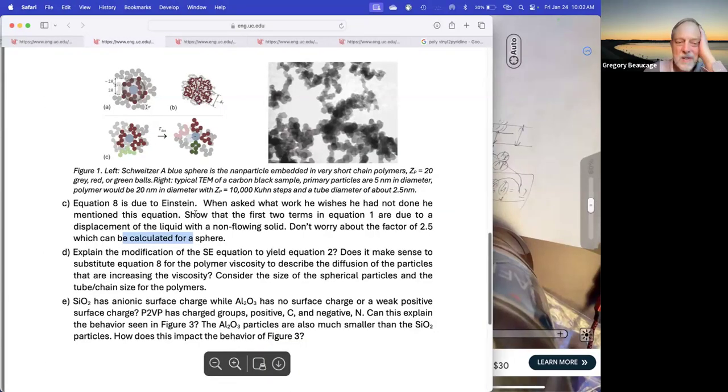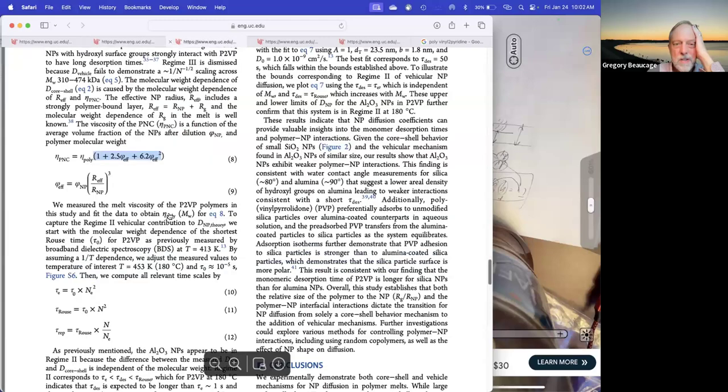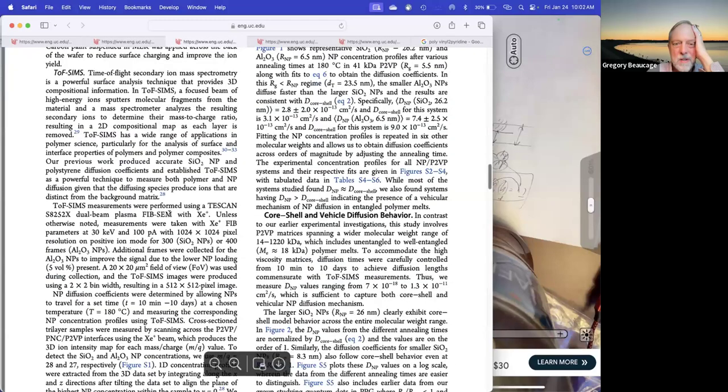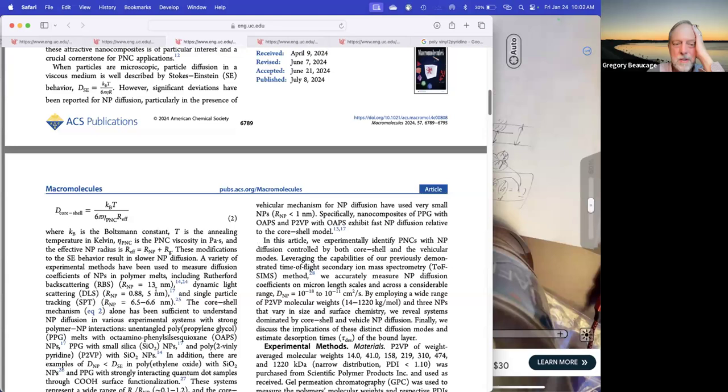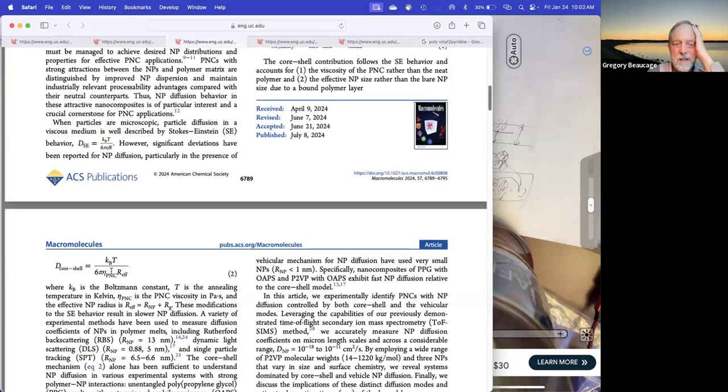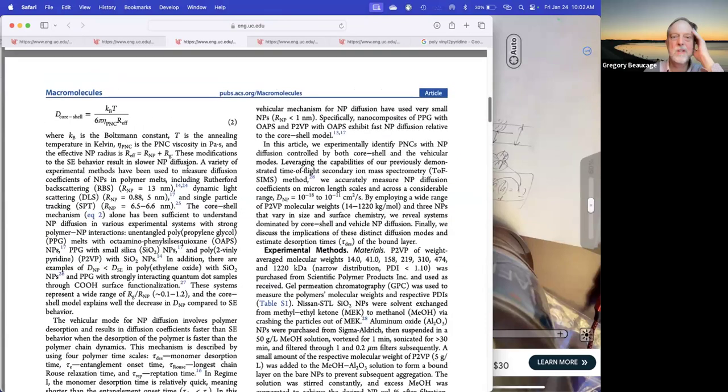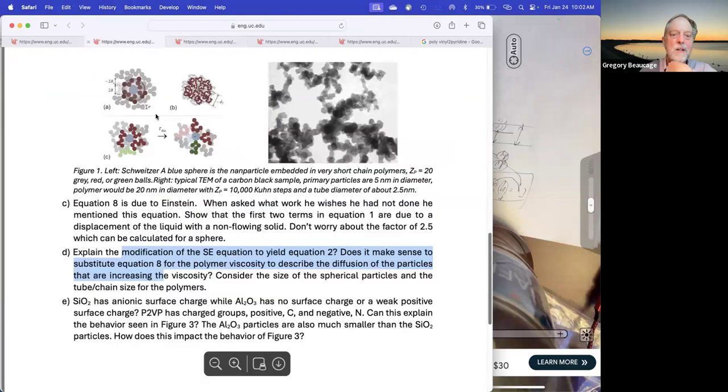Hopefully you can work that out. All these things might take a little bit of effort, but just do the best you can. Explain the modification of the Stokes-Einstein to yield equation 2. So equation 2 is just that he substituted the effective radius because of the bound rubber, and this viscosity change due to the Guth-Gold equation, the rubber equation, which is also the first two terms of the Einstein viscosity equation.